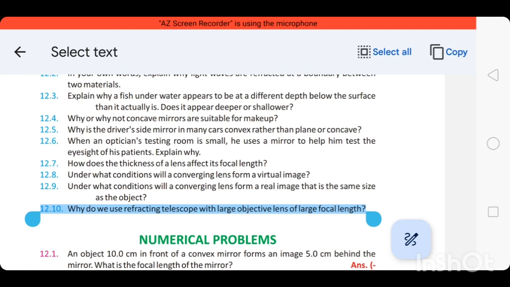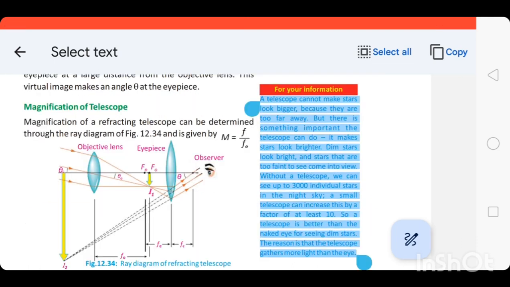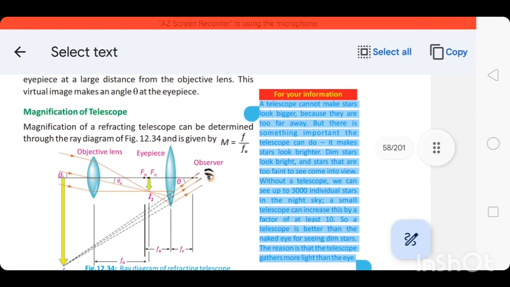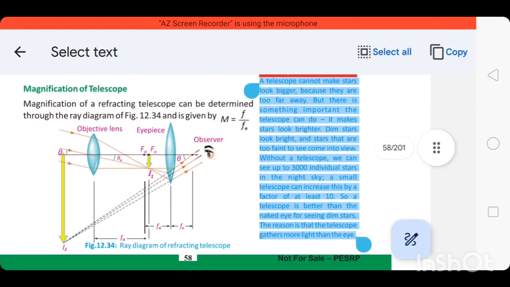In conceptual questions, question 12.10 is also relevant to the topic. Why do we use refracting telescope with an objective lens of large focal length? And you can answer this question by reading the information that is given at page 57. This information at page 57, 58 will help you out to answer the conceptual question 12.10.